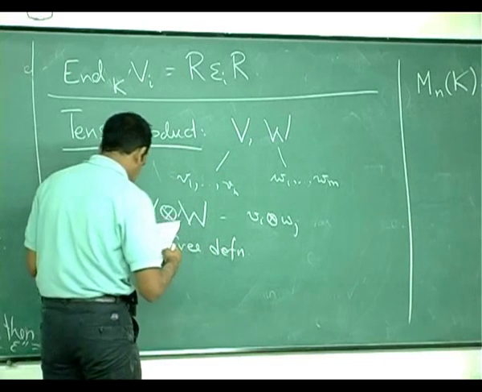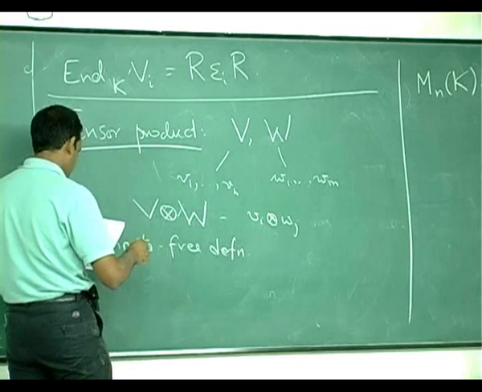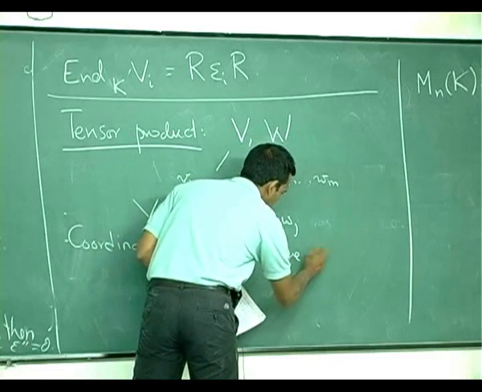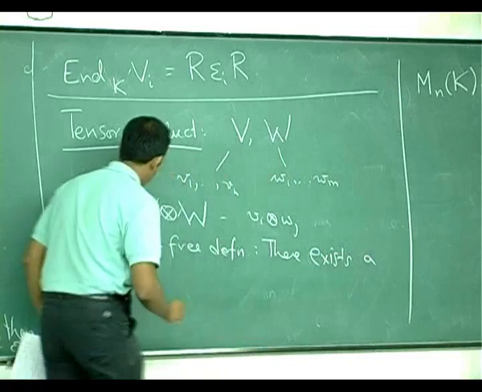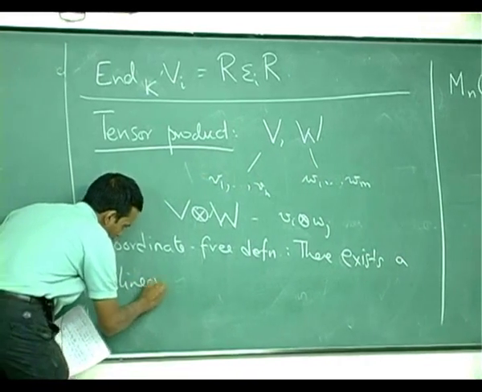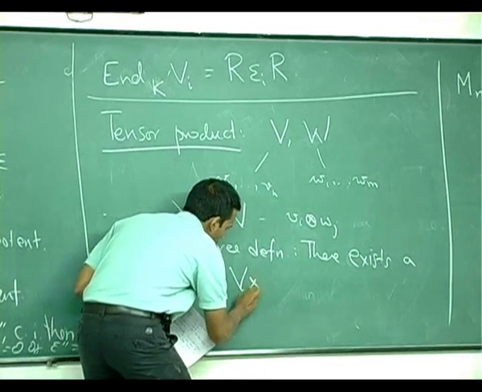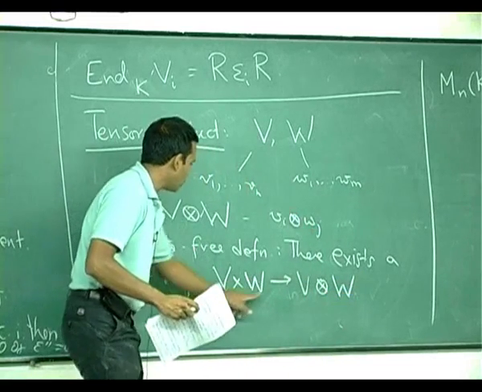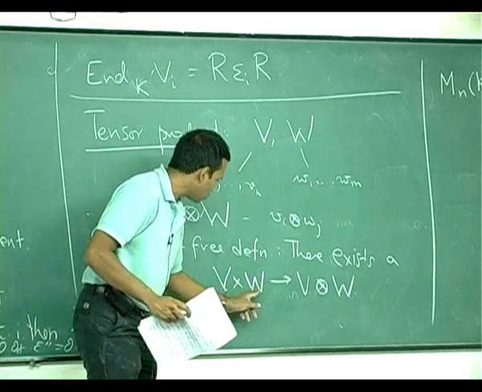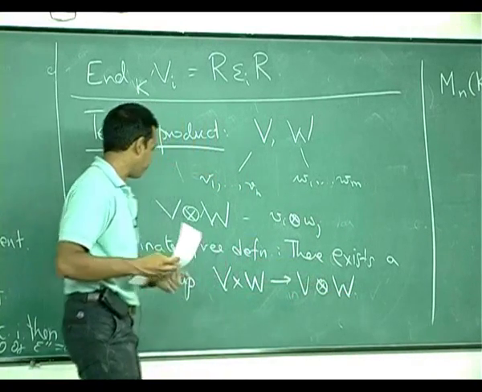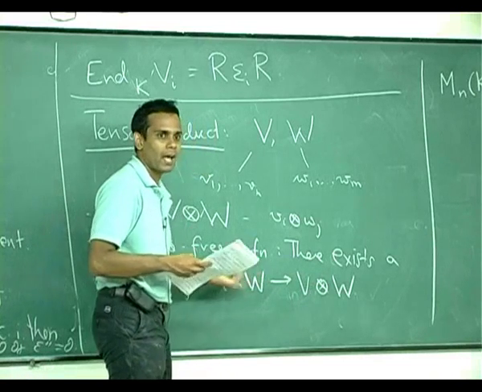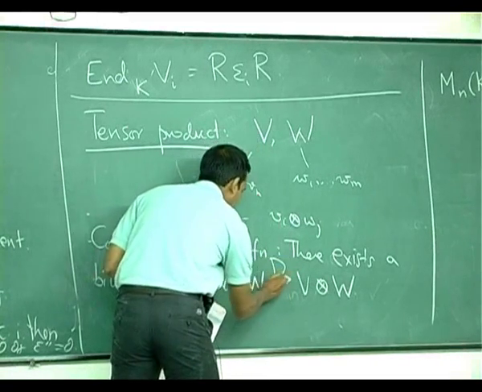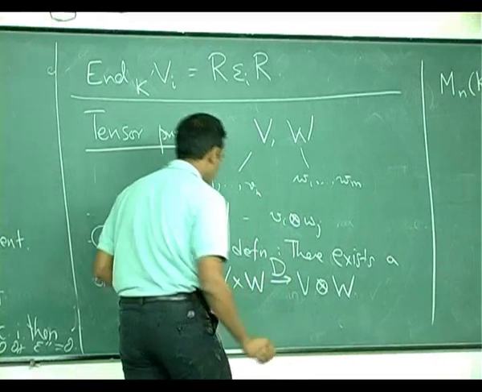So let me just say that there exists a bilinear map from V cross W to V tensor W. And in this case, it's just (Vi, Wj) maps to Vi tensor Wj. A bilinear map is determined if you say what happens on a basis of this and a basis of this. So let's call this B, B for bilinear.